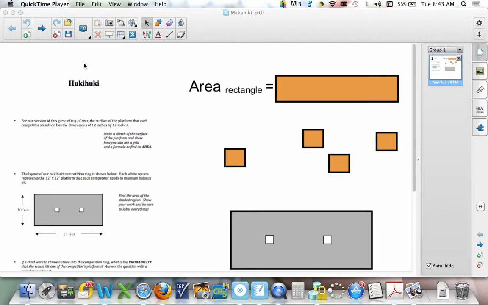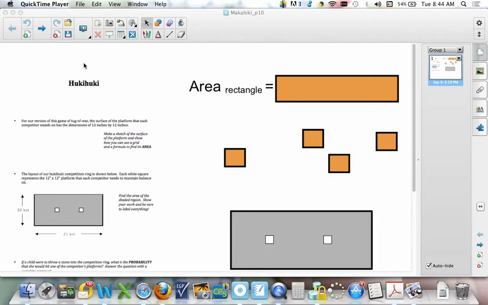I'm going to be doing one of my last screencasts on how to solve some of the problems on page 10. So hopefully this helps out. On the left-hand side, I have the page all shrunk down, and on the right-hand side, I have some things that I'm going to be working with. And we're looking at hooky hooky or tug of war from the platforms. It says for our version of the game of tug of war, the very first one.